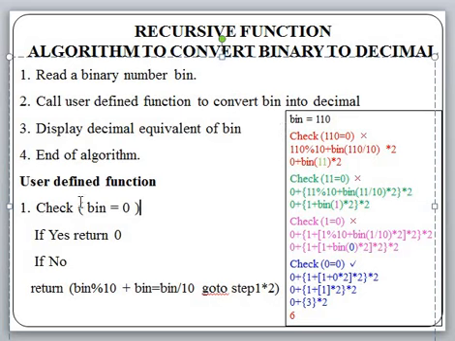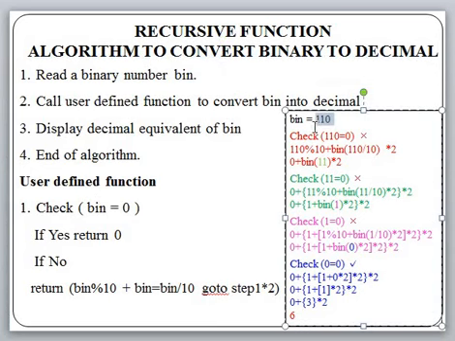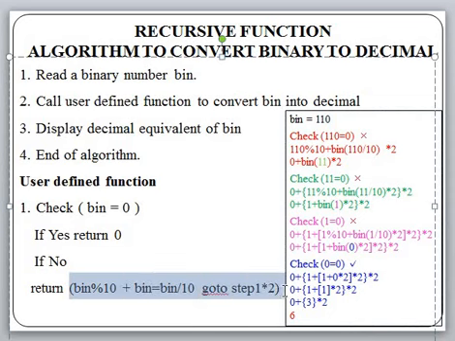Now when it calls this user defined function, first it will check whether the value of bin is equal to 0. We know that the value of bin is 110. Is 110 equal to 0? No. That's why, if yes we return 0, if no we compute this. That means after computing this we get a result and process it.